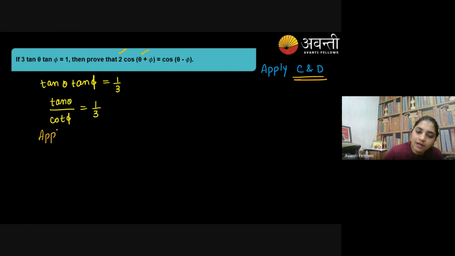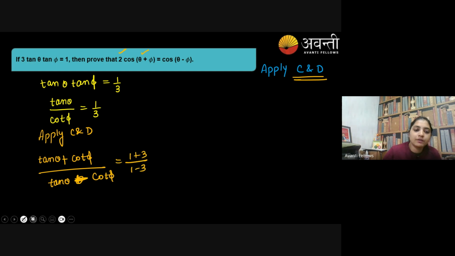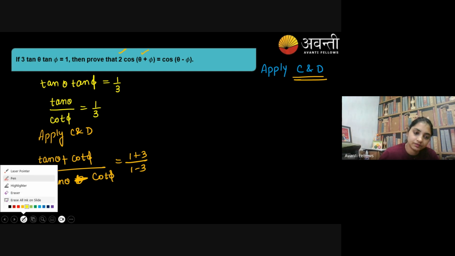If now I apply C and D, it will be tan theta minus cot phi divided by tan theta plus cot phi. Let me take plus in the denominator, minus cot phi. And it will be 1 plus 3, 1 minus 3. How many of you agree? Clear? Yes, dear.